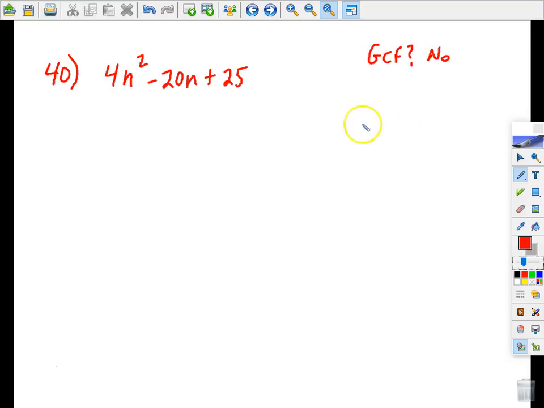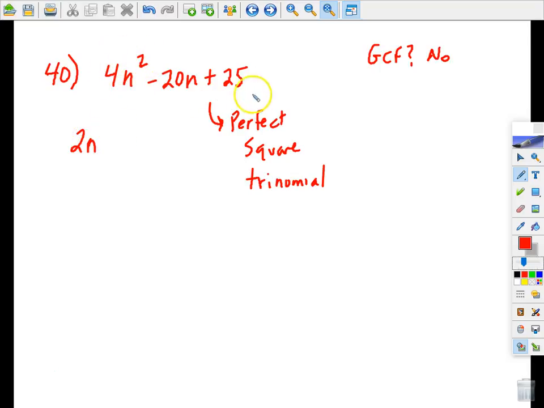You could use the box method here, and you would be fine, but I'm hoping that you recognize this situation. This is known as a perfect square trinomial. And I'm sure you were exposed to these in Algebra 1. What makes this a perfect square trinomial? Well, if you look at the first term and the last term, they're both perfect squares, meaning they both have perfect square roots. The square root of the first term is just 2n, and the square root of the last term is 5.